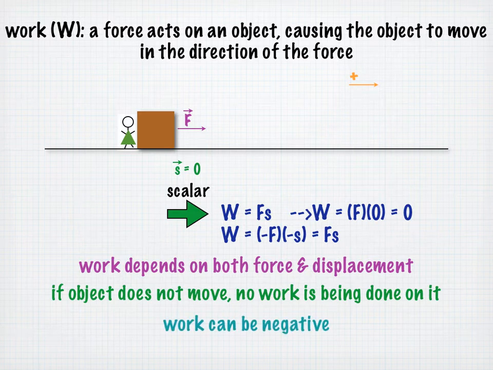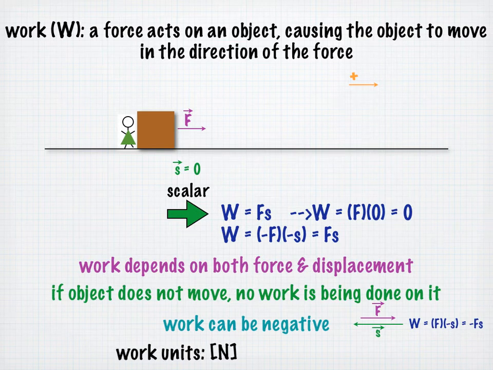Work can also have a negative value. If the applied force is in the positive direction and the displacement is in the negative direction, then the force has a positive value and the displacement has a negative value. Multiplying these together to find the work, you will get a negative value for your work. The units of work are given as force units multiplied by displacement units, that is newtons times meters. A newton meter is also called a joule.